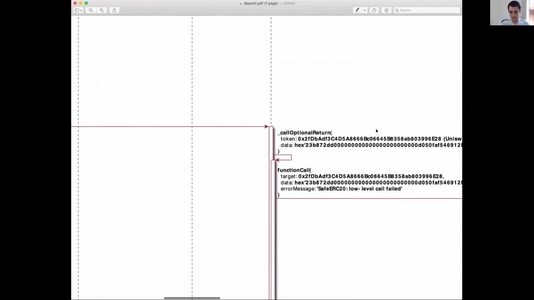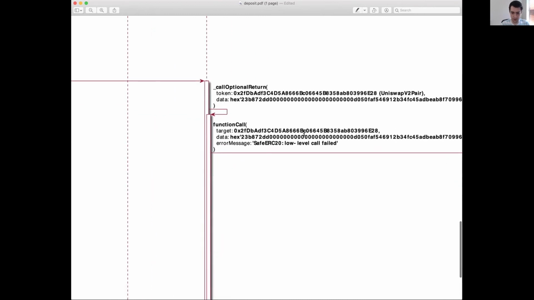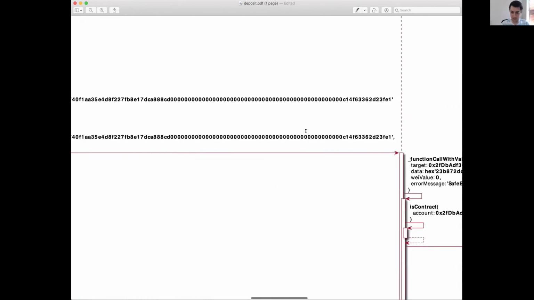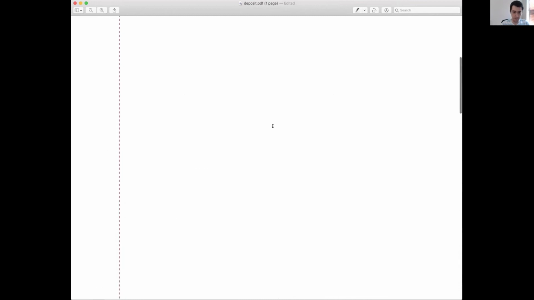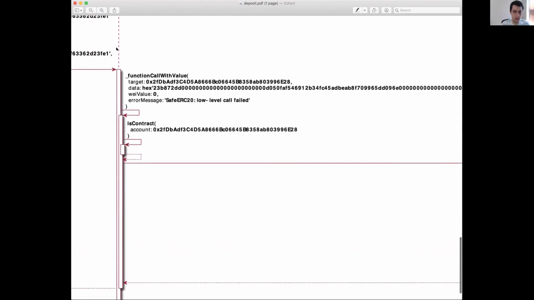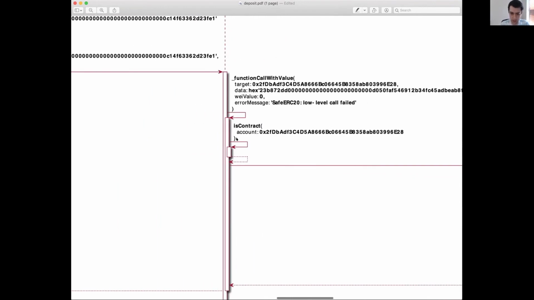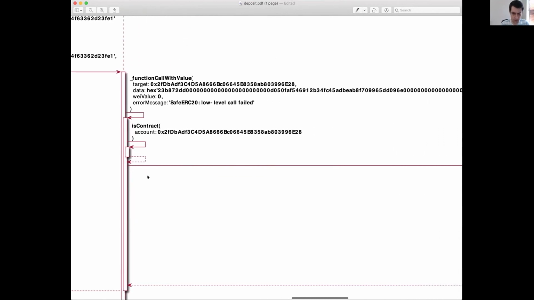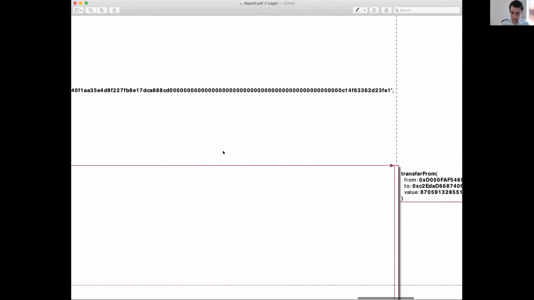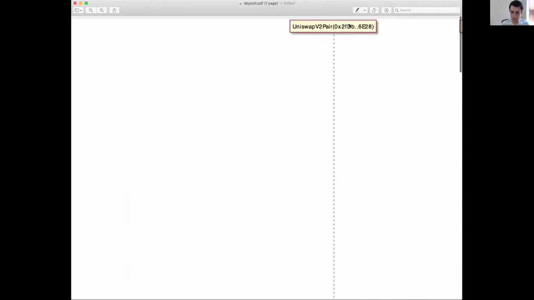This does a function call ultimately to, what's this one? This address, that's 0xC2. That must be some other proxy. I'm not really sure what that is, but then ultimately what happens is we make a contract call over to the liquidity pool token itself, right? This is that Uniswap V2 pair.